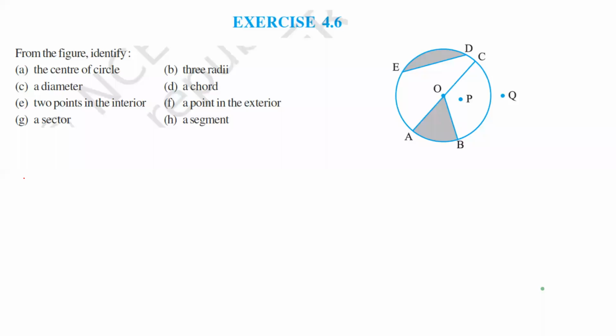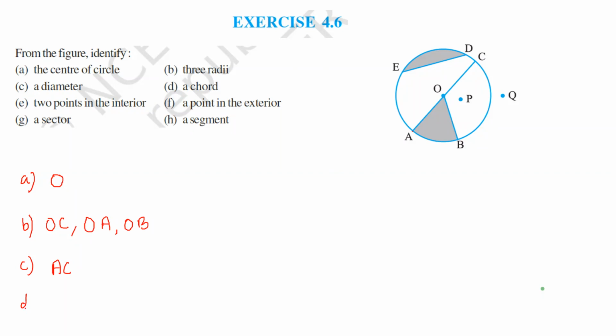Now we will answer this question. The first question: from the figure, identify the center of the circle. What is the center? O. Yes. Three radii. Radii is the plural of radius. OC is one radius, OA is another radius, OB is another. All these are radii. What is the diameter? AC. AC is the diameter.